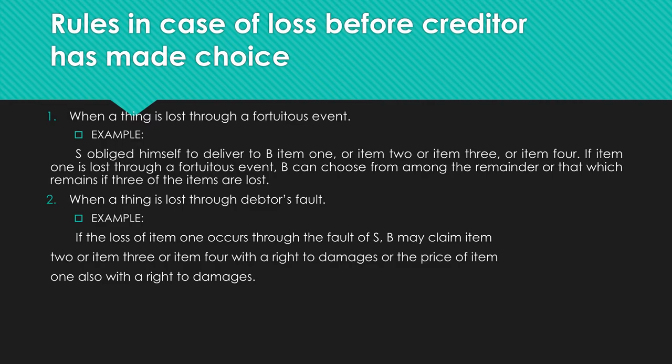What are the rules in case of loss before the creditor has made choice? When a thing is lost through a fortuitous event, okay? Example, S obliged himself to deliver to B item 1 or item 2 or item 3 or item 4. If item 1 is lost through a fortuitous event, B can still choose from among the remainder or that which remains if 3 of the items are lost. Okay? When a thing is lost through a debtor's fault, okay, so kung ito naman, hindi siya fortuitous event, ang loss ay dahil sa kasalanan ni debtor. If the loss of one item occurs through the fault of S, B may claim item 2 or item 3 or item 4 with a right to damages or the price of item 1, also with a right to damages. Okay? So always with damages kasi nga at fault si debtor, regardless of the choice.